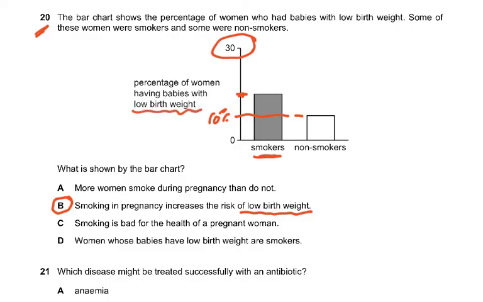Now, smoking is bad for the health of a pregnant woman. Well, we don't know. There's nothing about the health of a pregnant woman. We don't have any data on that. Then, women whose babies have low birth weight are smokers. No, they were only 15%. There were many women who were smokers, but their children did not have a low birth weight. So all these are wrong, but you must understand why they are wrong. If you don't understand this, I'm sorry, then that is why you end up getting an A and not an A star, because you make 5 mistakes in the MCQs, and that is what costs you a grade.